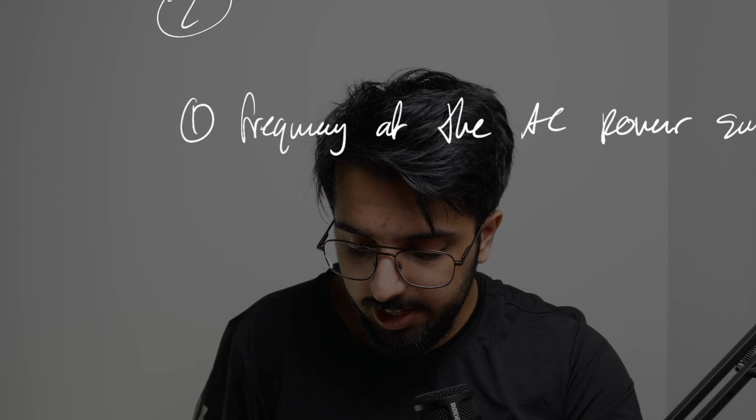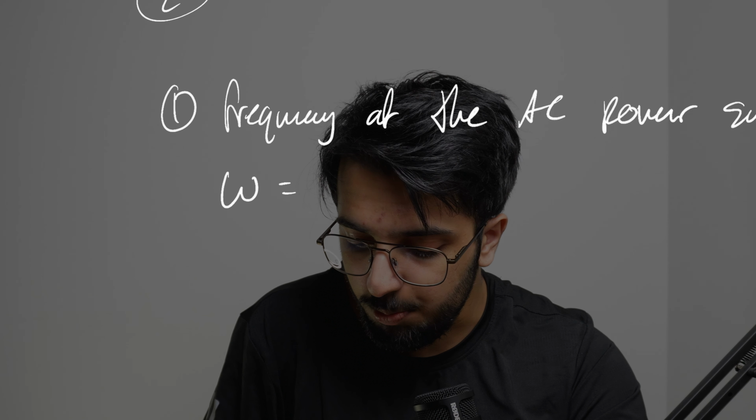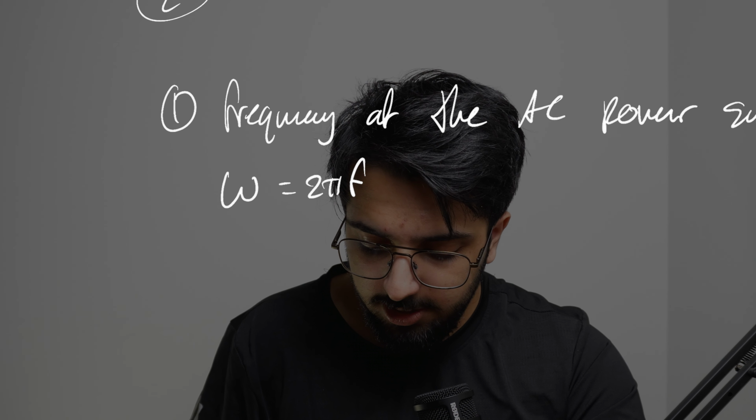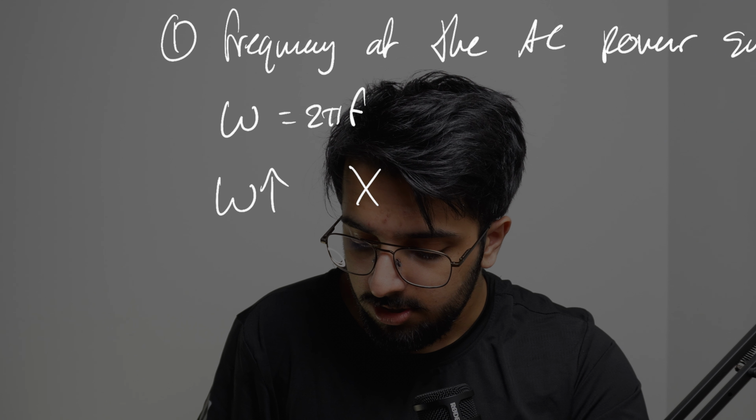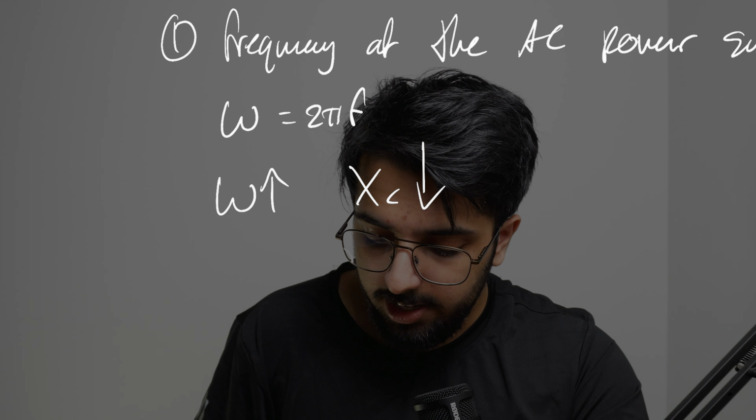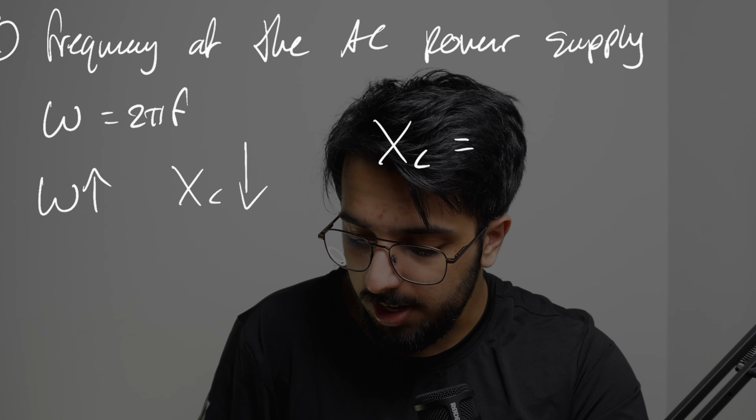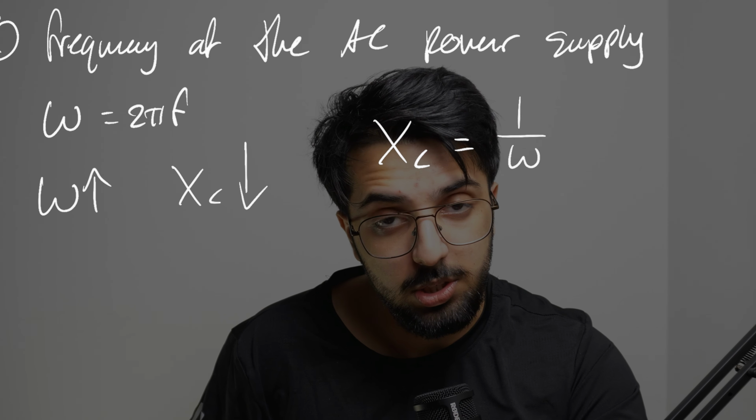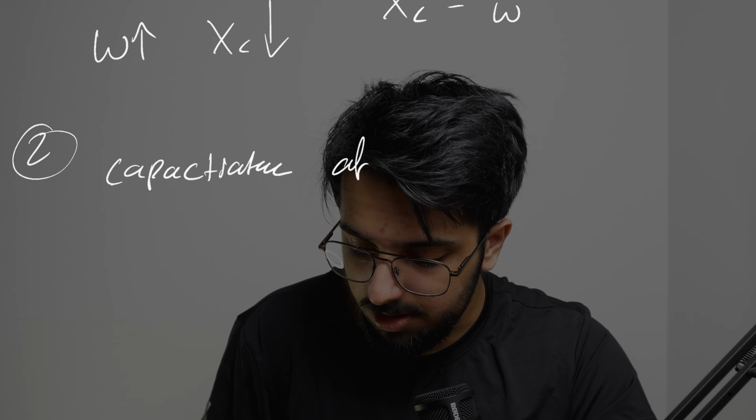Okay? And so the property that we're interested in this case is our angular frequency, and remember that's equal to 2 pi f, okay? And so if we increase our angular frequency, the reactance of the capacitor will decrease. And so we can say that the angular frequency and the reactance of our capacitor are inversely proportional to each other, okay? The second property is the capacitance of the capacitor.